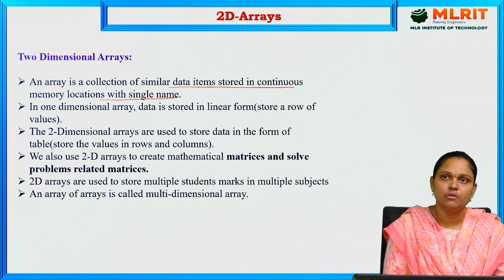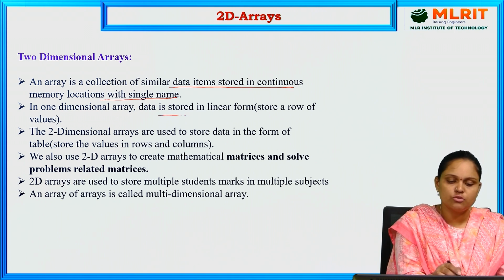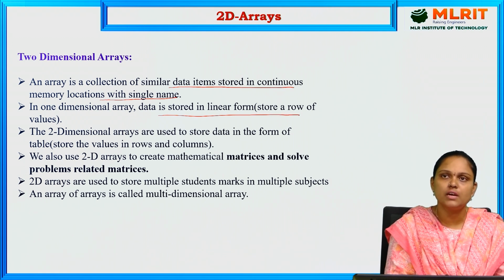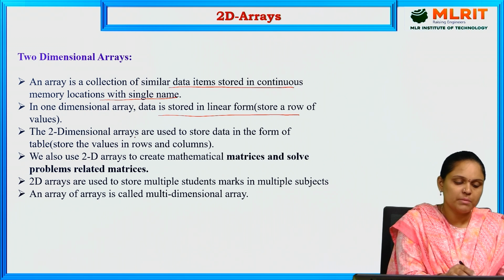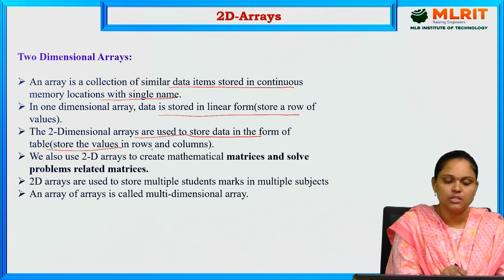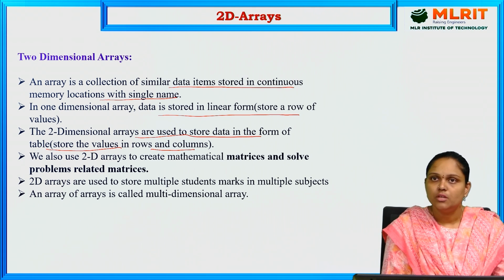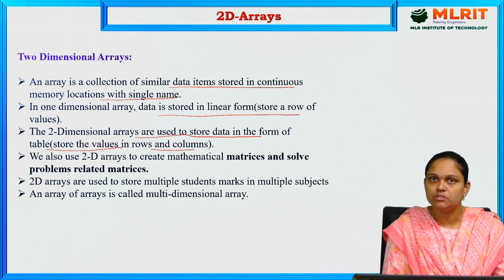The 1D array we have already discussed in the last lecture. Now we are going to discuss the 2D arrays. In a 1D array, the data is stored in a linear form, in a row of values, and the two-dimensional array is used to store the data in a tabular form, which is in rows and columns. The problems related to matrices we can solve by using this 2D array.